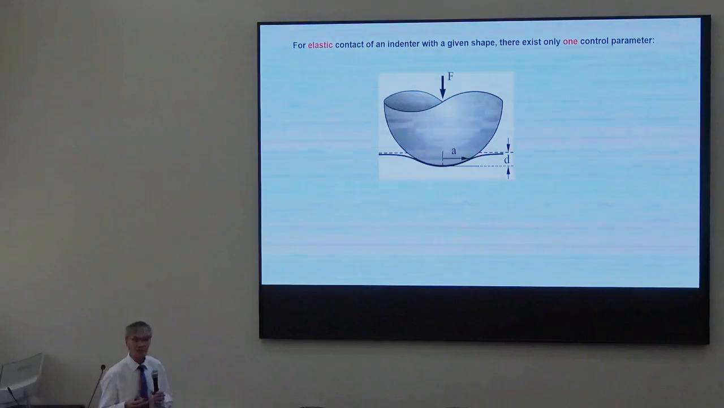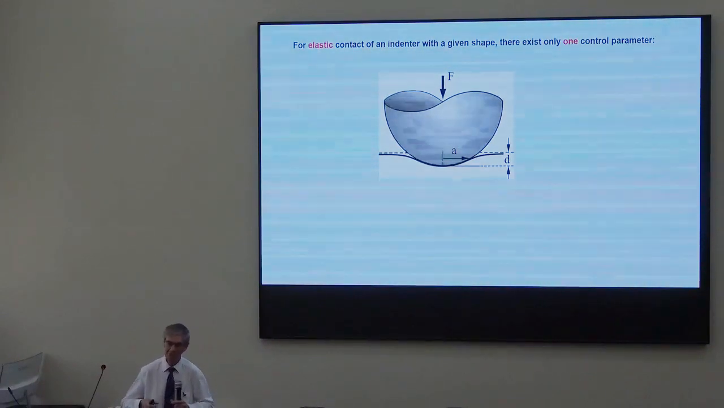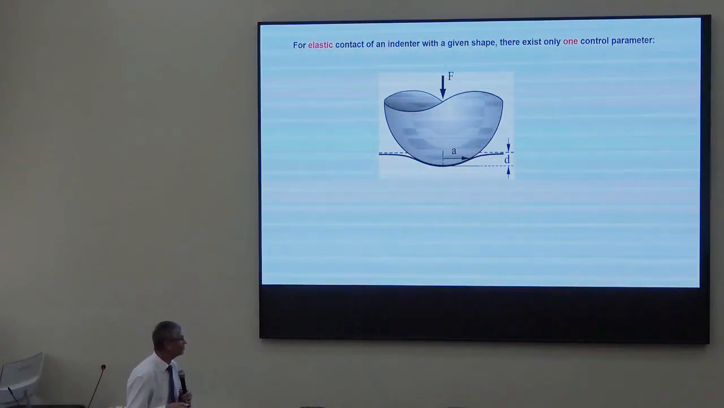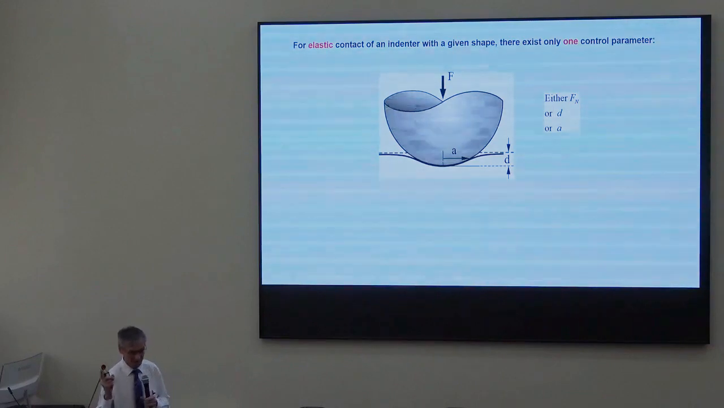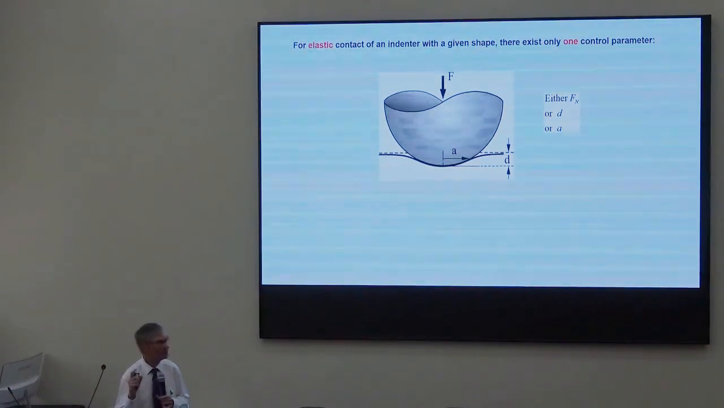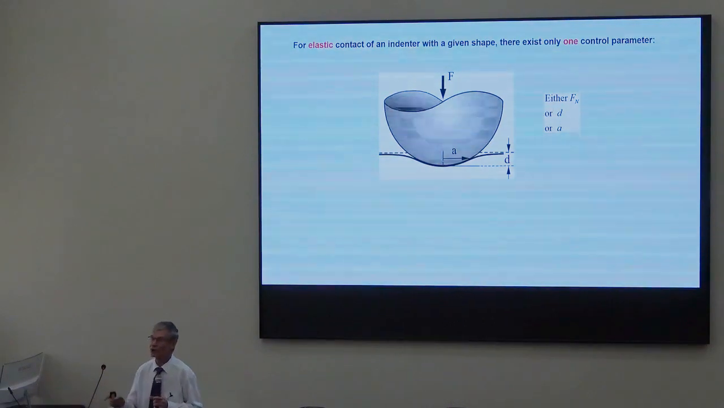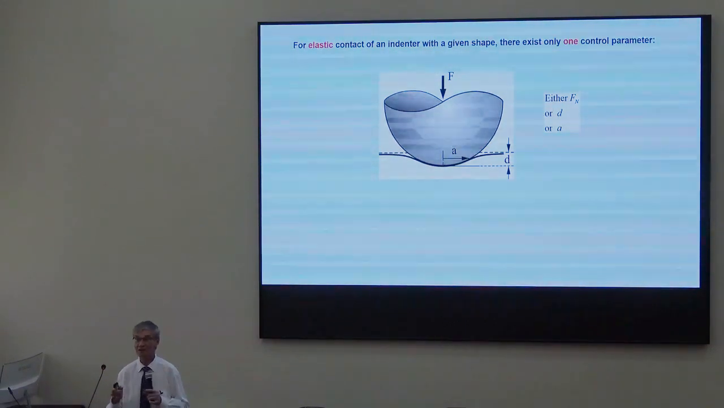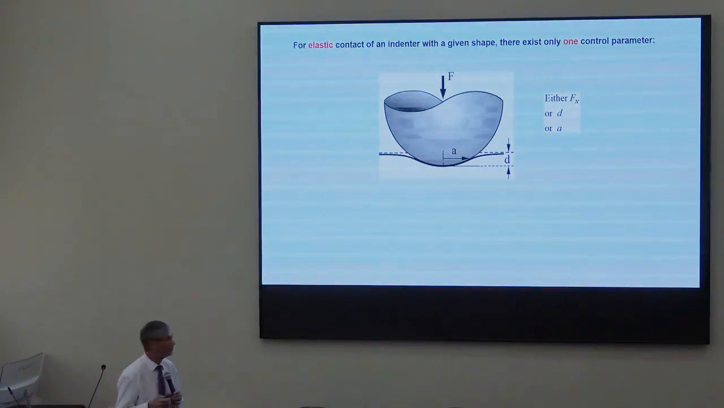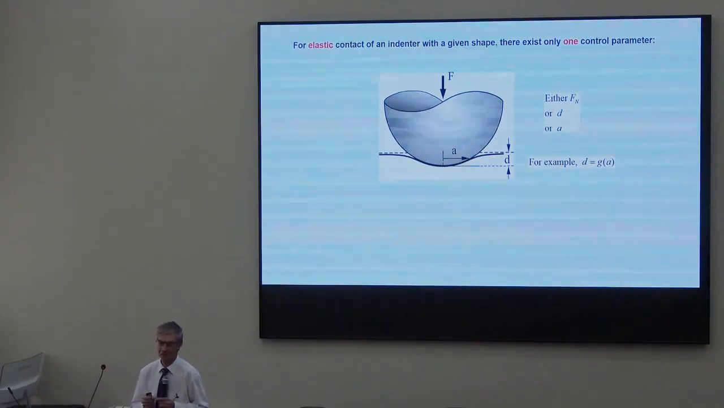And now if we consider some other shape and incrementally indent it into the medium, then the first observation is that we have always only one controlling parameter, for example, normal force, or indentation depth, or contact radius, and two other functions of the control parameter. For example, the indentation depth is a function of the contact radius.